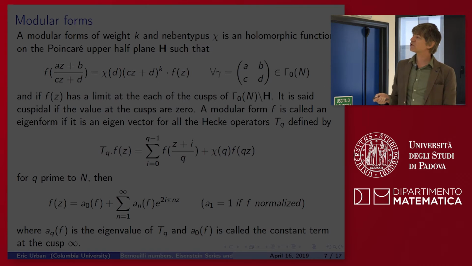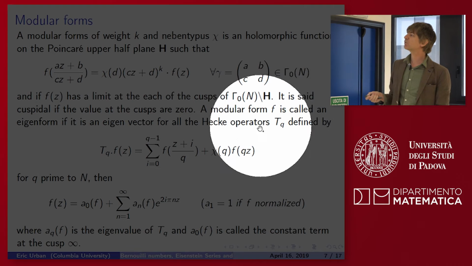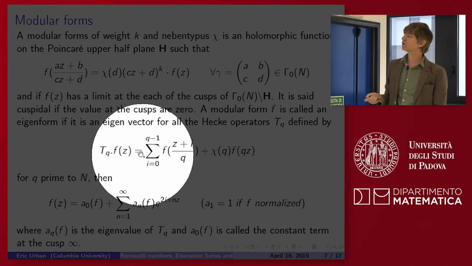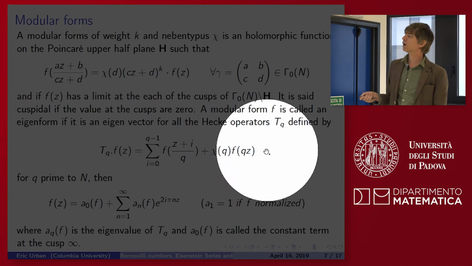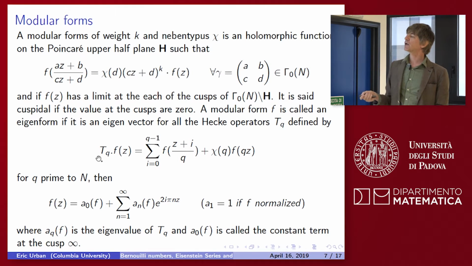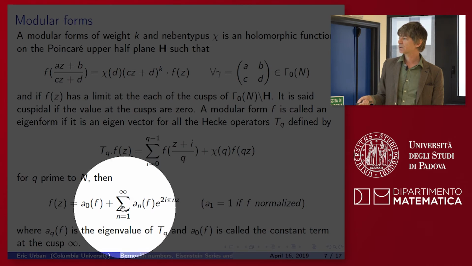There are operators acting on this space of modular forms called the Hecke operators. For each prime q, you can define T_q of f given by this formula here. And you can check that T_q f is again a modular form. We say that f is an eigenform if for each prime q, T_q of f is just a multiple of f. And so you have an eigenvalue, which we call a_q(f) here.